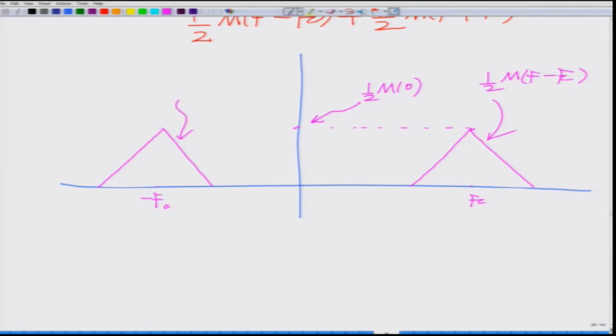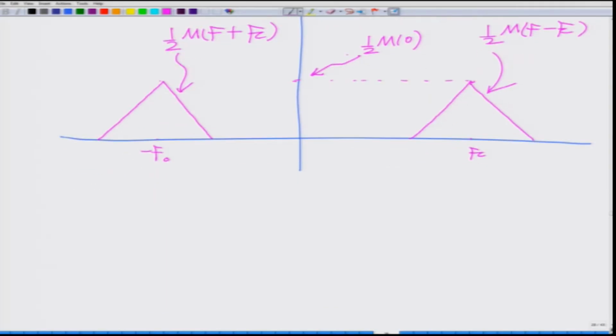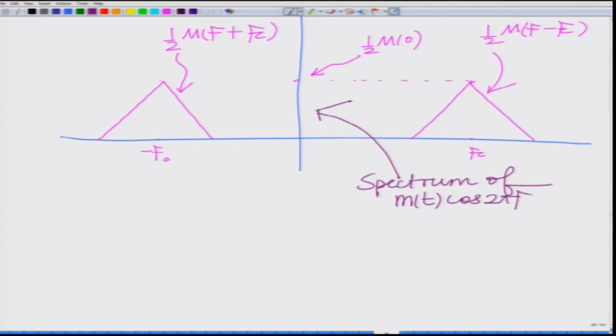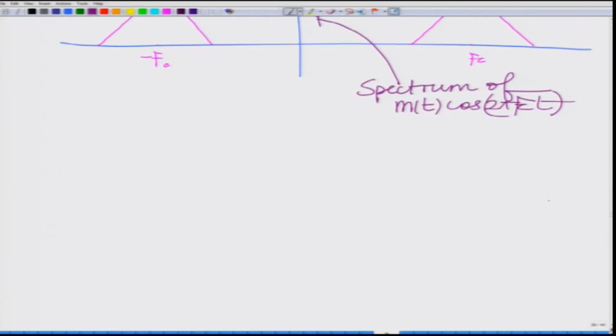So, this is your half M(f plus fc), and this is the spectrum of m(t) cosine 2 pi fc t.